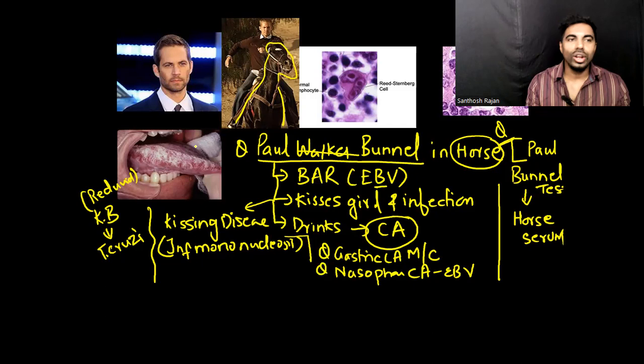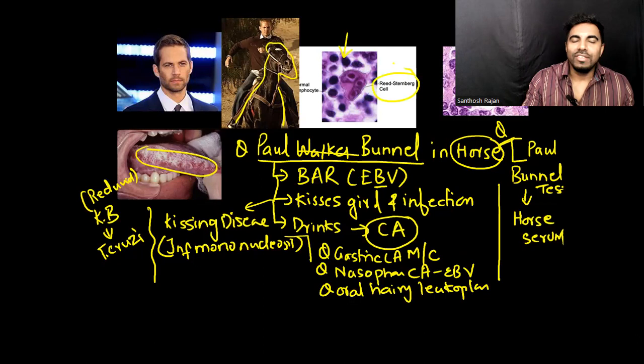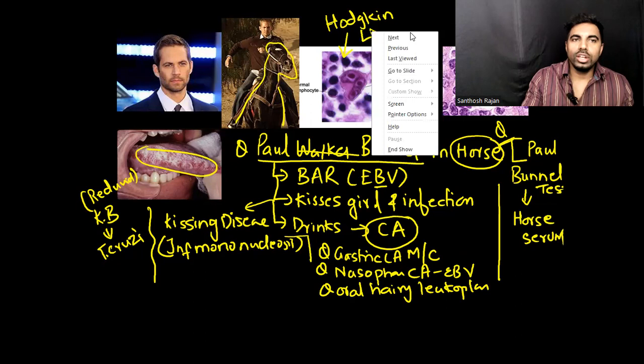And of course, oral hairy leukoplakia. Look at this picture. This is a benign form, it's not cancer. Oral hairy leukoplakia. And of course, apart from the cancers, what is this cell? The Reed-Sternberg cell, which is characteristic of which cancer? Hodgkin's lymphoma, right? In Hodgkin's lymphoma, this is the Reed-Sternberg cell.